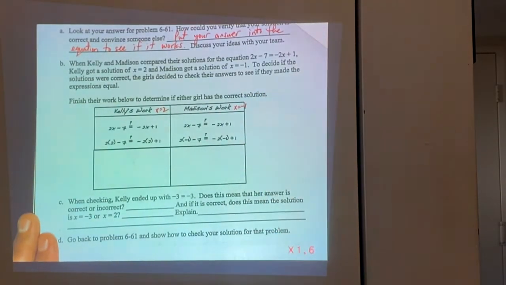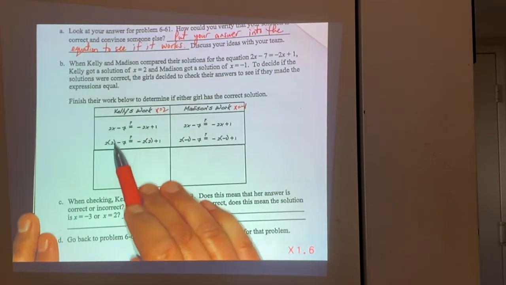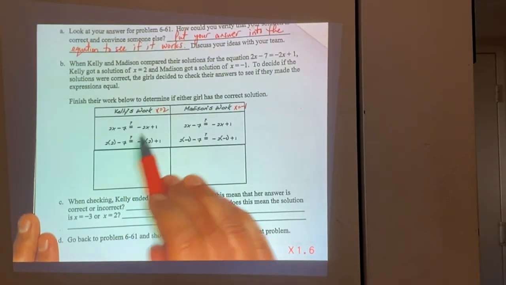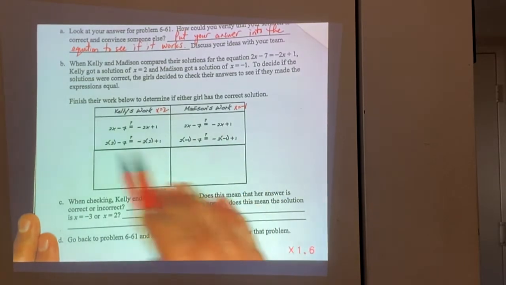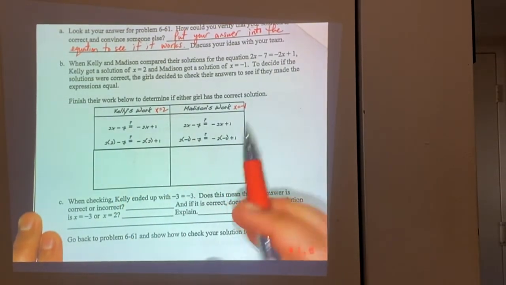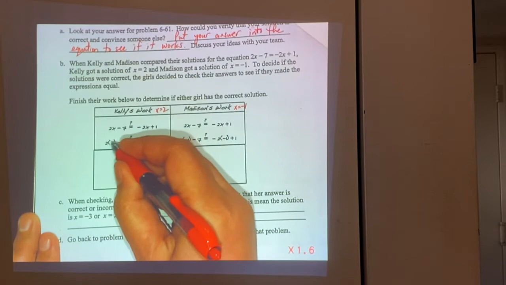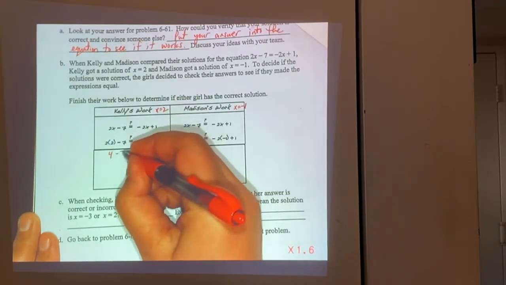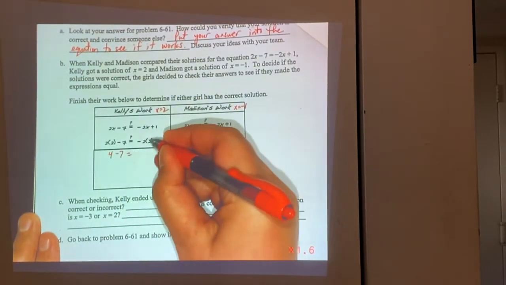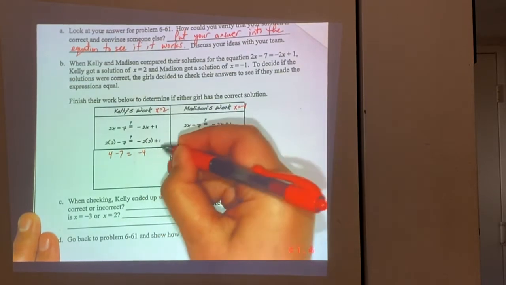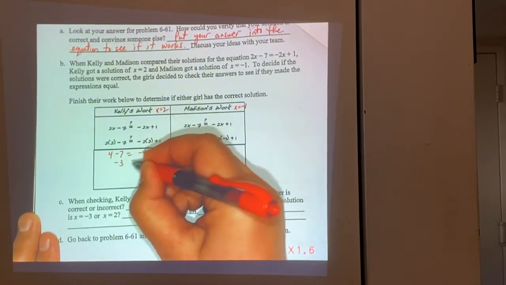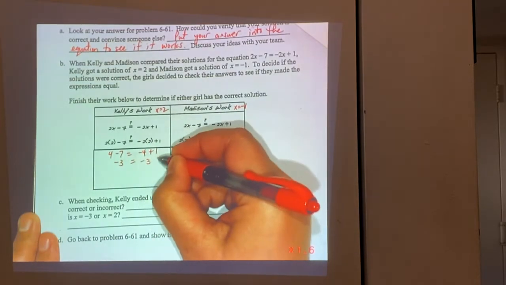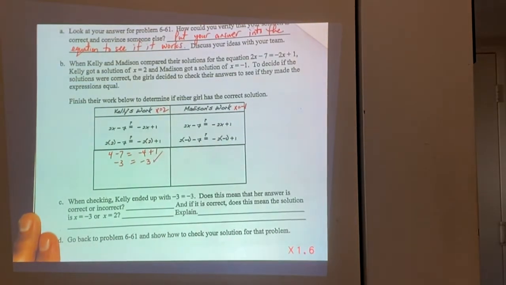Okay, so let's put that in there. Oh, I see. She started to put the 2 in here, and the 2 in here, and Madison put the -1 there, and the -1 there. I don't know why that line's there. Maybe we're supposed to finish the work. Okay, so 2 times 2 is 4 minus 7. Does that equal -4 plus 1? This is -3, and this is -3. So that checks. That's Kelly's work.